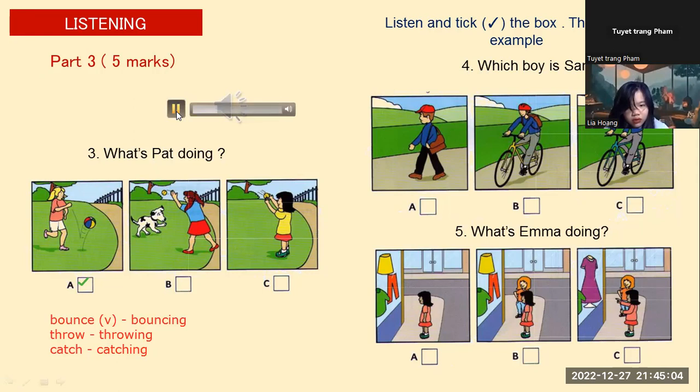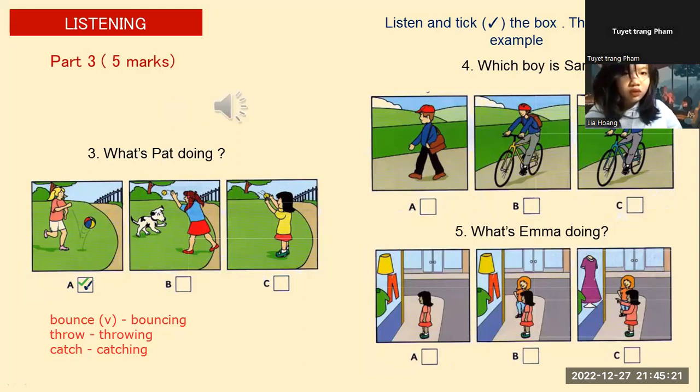Now listen. Part 3. Look at the pictures. Listen and look. There is one example. Which is Anne? Is Anne in the living room? No, her sister's in the living room. Anne is in the bedroom. Is she playing with her toys? No, she's putting them in the cupboard.